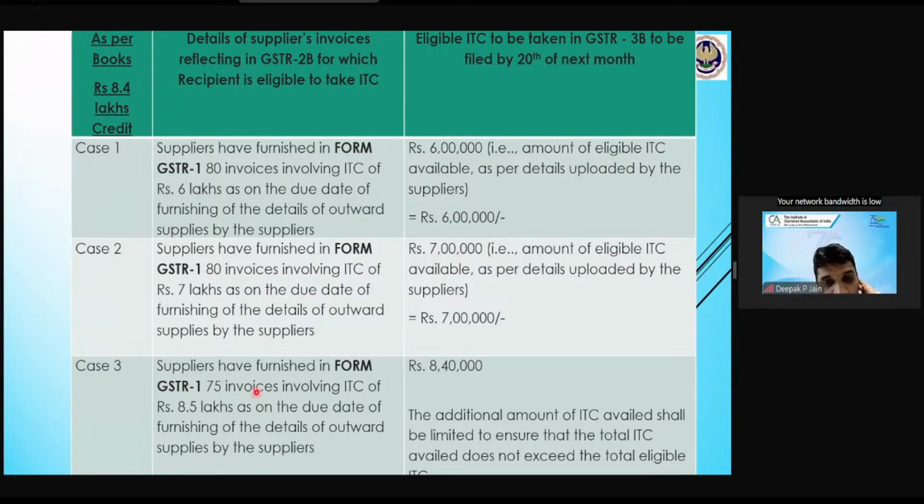Case 3 is supplier has furnished form GSTR 1 for 75 invoices involving ITC of 8.5 lakhs. तो यहाँ पे कितना claim कर सकते हैं आप? Don't go with the answer. Apply your logic.